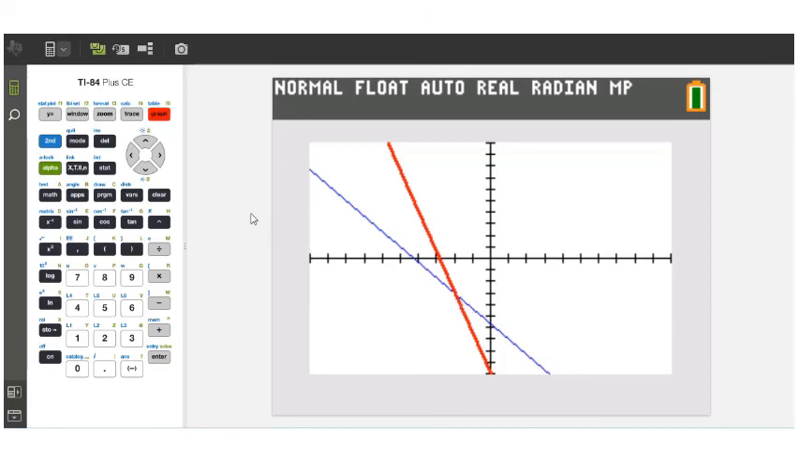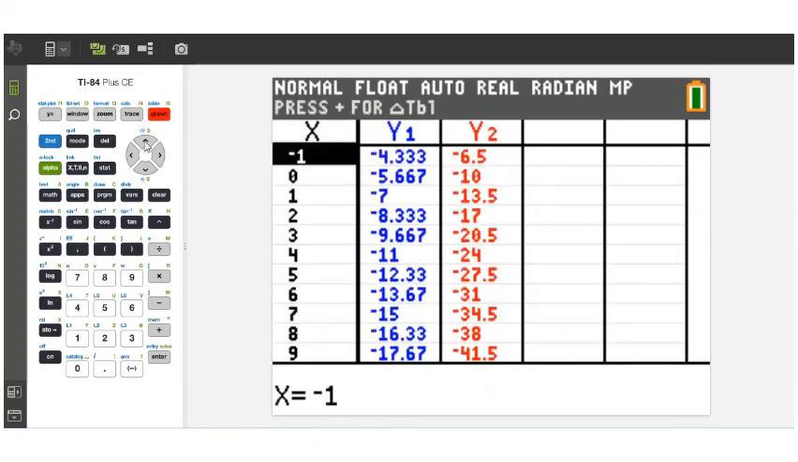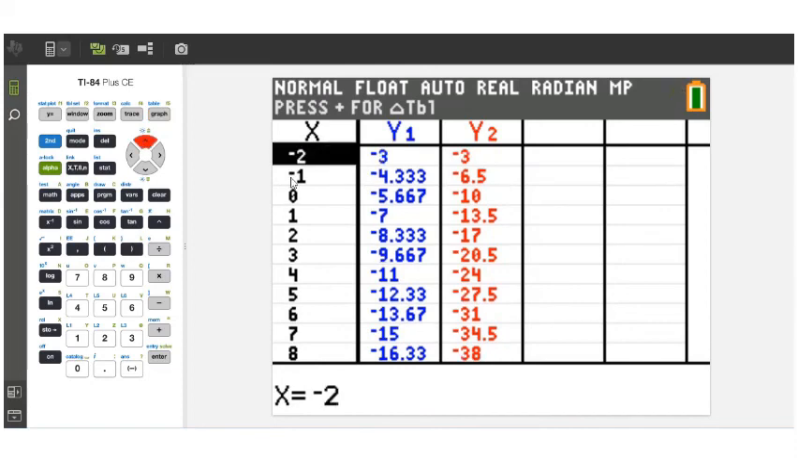And so it would look like, certainly we've got a point of intersection here. Let's take a look at our table. I'm going second graph to get to my table. I'm going to be looking for where x is equal to minus 2. And there we are. When x is minus 2, the y value for the first equation gives us minus 3. And also in our second equation, when x is minus 2, y is also equal to minus 3. So our solution is the ordered pair minus 2, comma, minus 3.